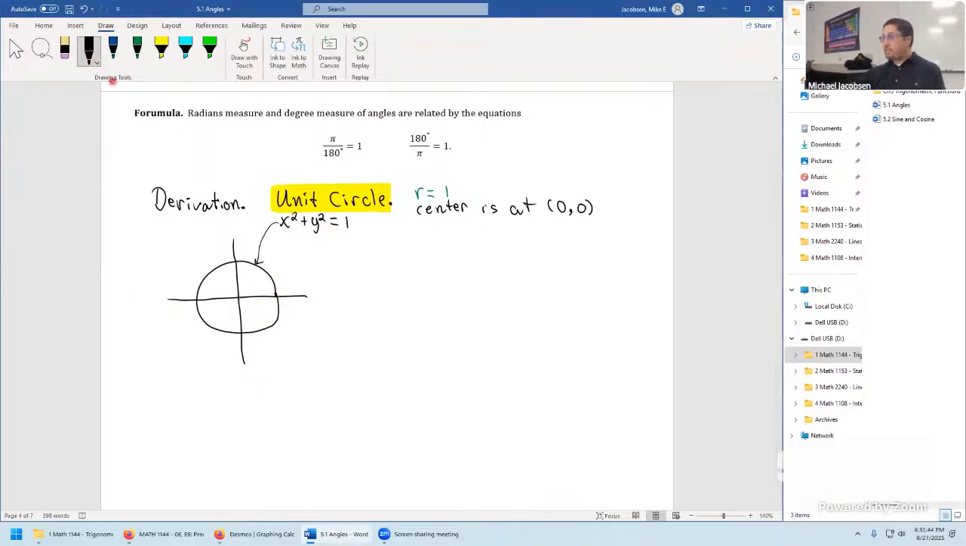Because it's x squared plus y squared equals 1 and the radius is 1, it also tells us that right here we have coordinates 1, 0. Up here we have coordinates 0, 1. And that's just because that's the length of the radius going from here to here, here to here, and so on. So now that we have a unit circle, let's do a measurement on this.